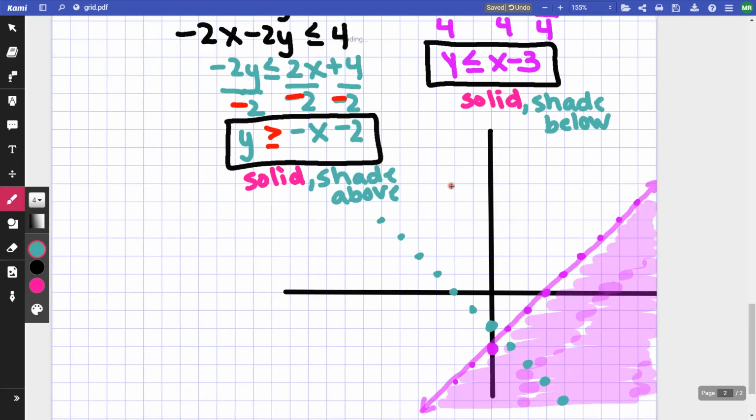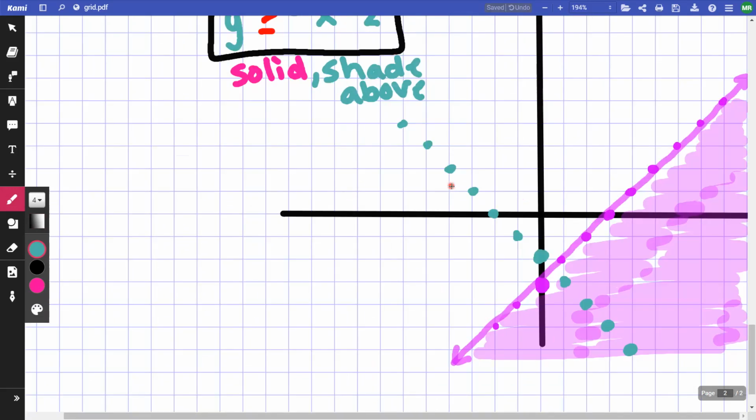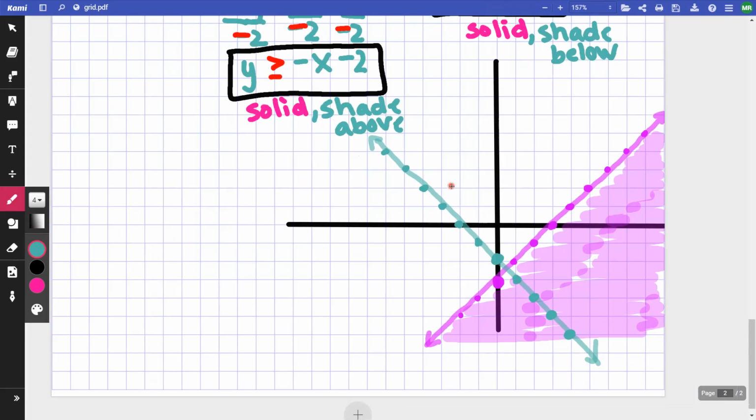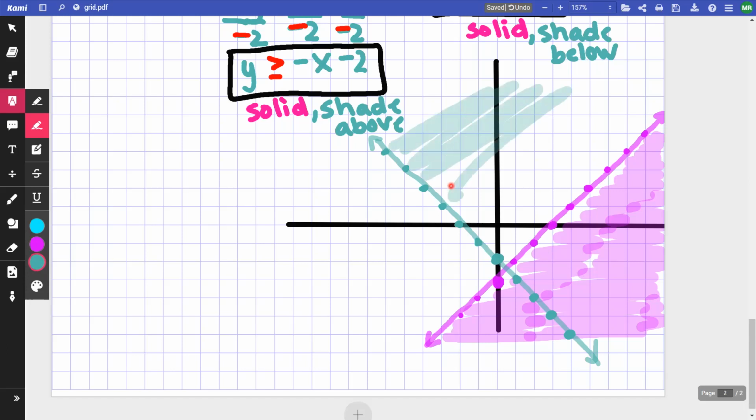So I'm going to draw my solid line. Let me just kind of zoom in a little bit. Okay, so that's my solid line. And for this one, I'm going to be shading above. So I'm going to be shading here. So you notice that one's only making my teal one true. Shading here, that's going to make both of them true. Okay. Let me just add my purple still down here.